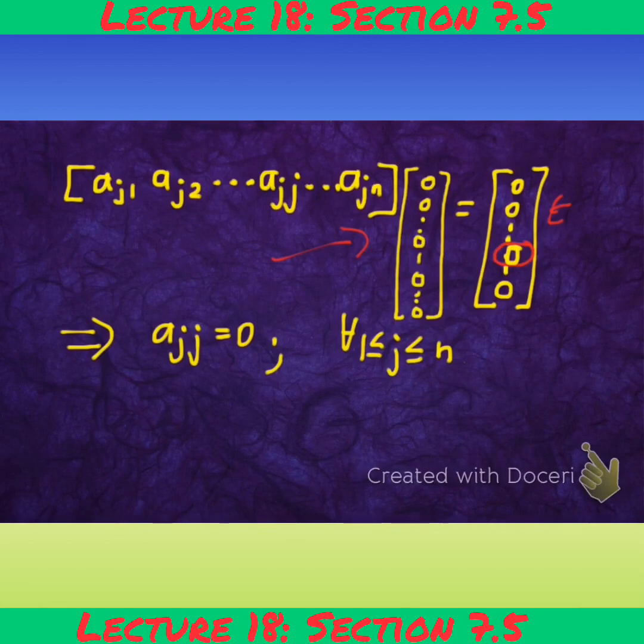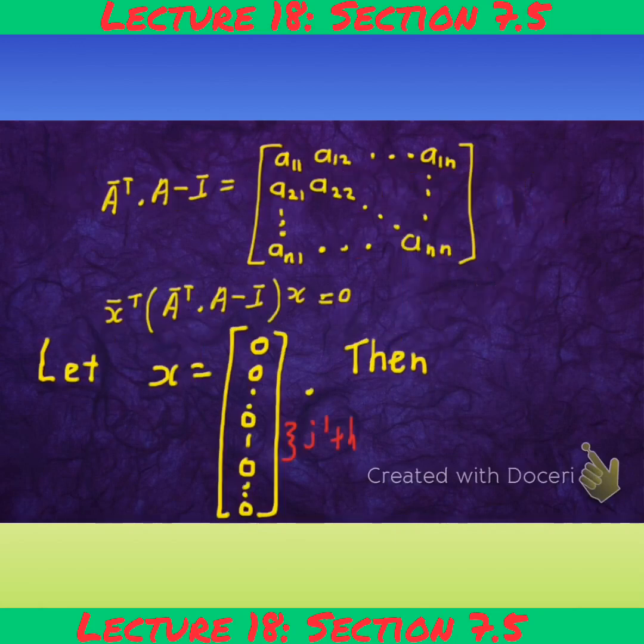And that's going to imply that AJJ must be the 0 entry. Okay, so all the entries on the diagonal are 0. So now I'll just show all the entries in each column are 0.